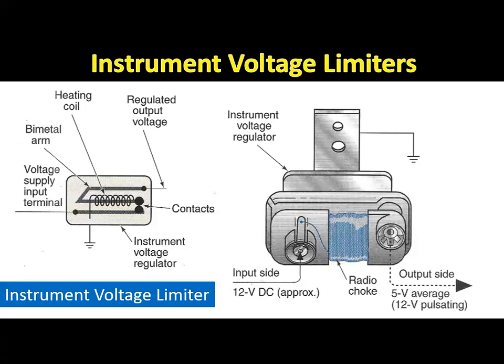When the ignition switch is turned on, voltage is supplied through the limiter contacts to the gauges. Current also flows through the heating coil to ground. The heating coil heats the bimetallic strip very quickly, and the limiter contacts open the circuit to the gauges and also to the heating coil. The bimetallic strip cools quickly and the contacts close. The voltage limiter supplies a pulsating 5 volts to the gauges regardless of the input voltage, and this provides more stable gauge operation.